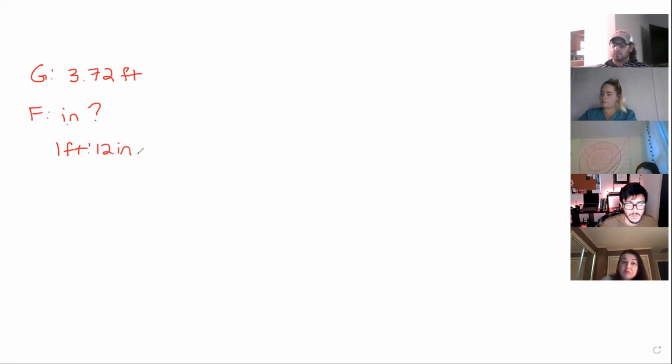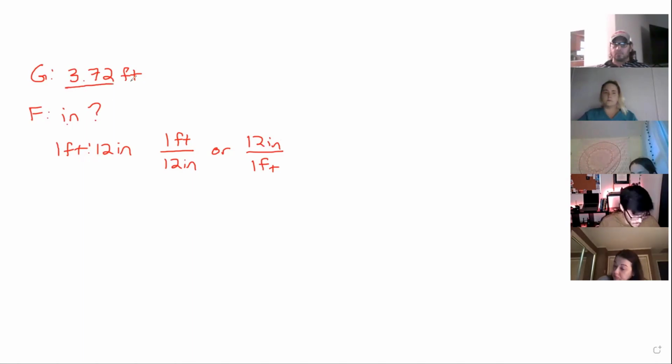We can write it like this, or we can write it as a fraction. We can say 1 foot divided by 12 inches. Because these two things are equivalent to each other, anything divided by itself is 1. So when we use a conversion factor, we're not changing the number value, we're just changing its units. So we could write 1 foot over 12 inches, or 12 inches over 1 foot. Now, which one do you use? That's really dependent on what you're starting with and where you're trying to go.